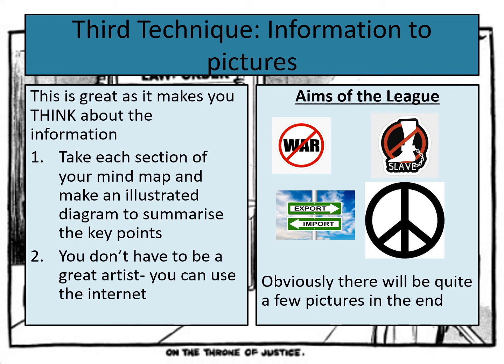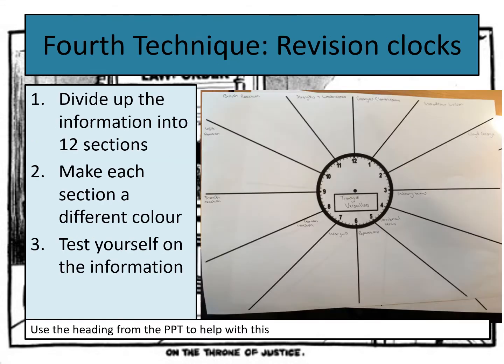Some people find this to be a great way of having a very quick visual look at what happened in the League of Nations. Old chestnut, again, I've put an example of the Treaty of Versailles, but it could be anything. We've done loads and loads of these revision clocks. You might have some blank revision clocks at home, or you could just make it on a piece of paper. You could do it on a double-page spread in your exercise book. It doesn't matter where you do it, as long as you do it.